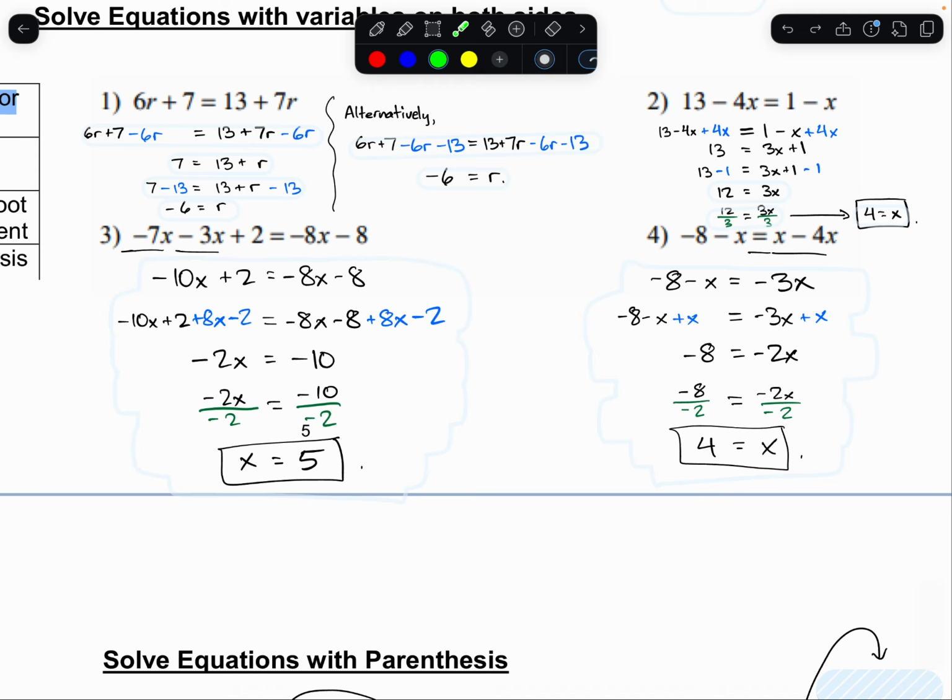Check your work on 4, and go ahead and write it in your notes. We should get x equals 4.